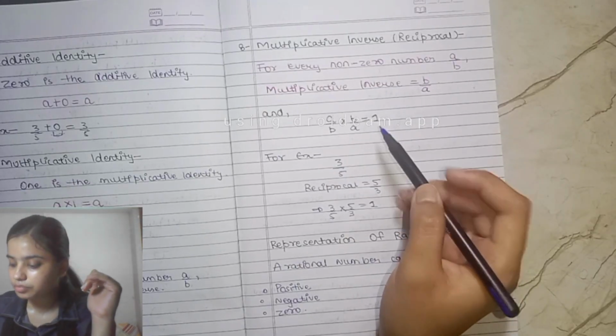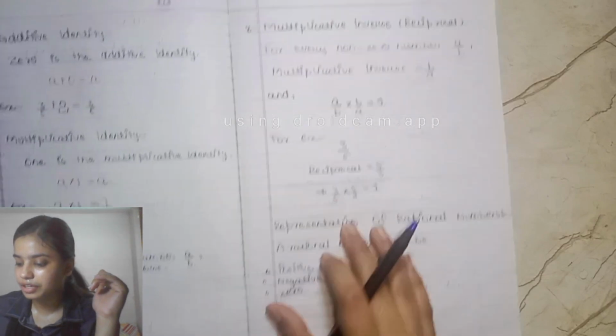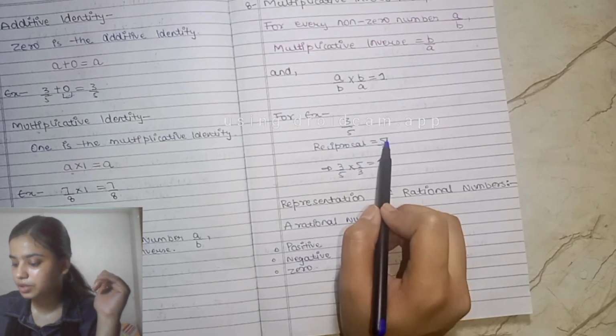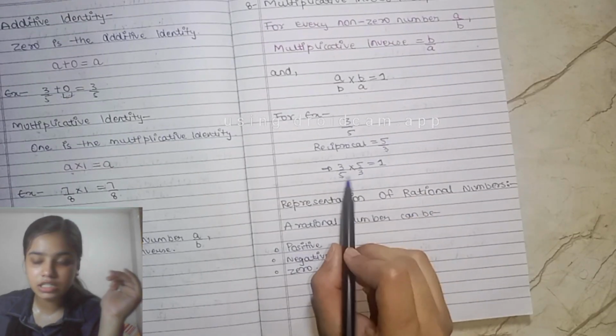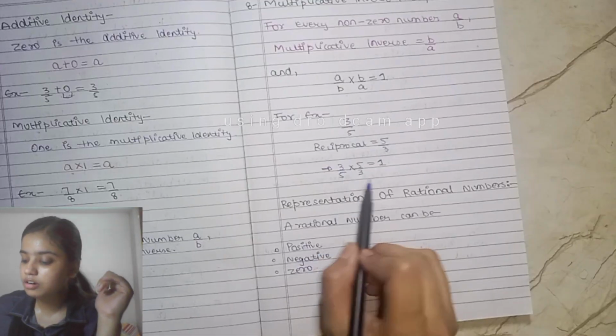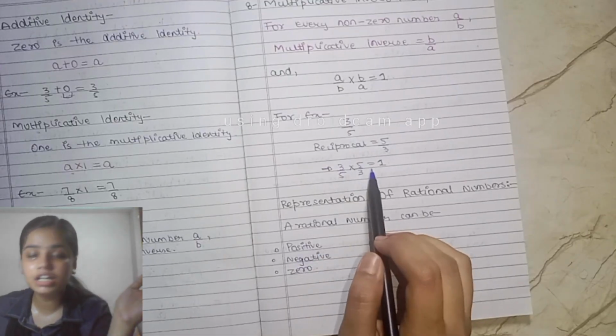Example: 3 by 5, its reciprocal is 5 by 3. When we multiply these two, we get 1. So 5 by 3 is the multiplicative inverse here.